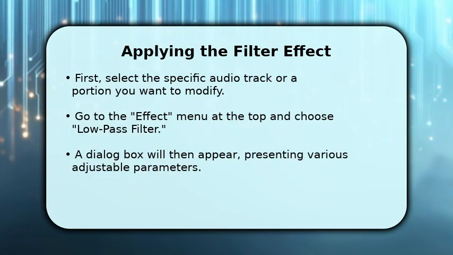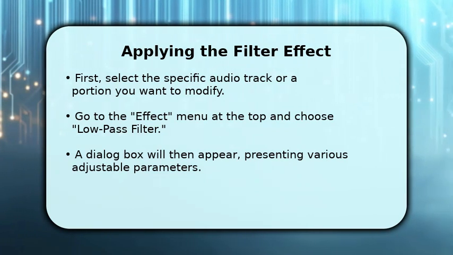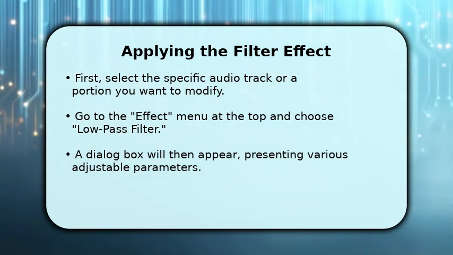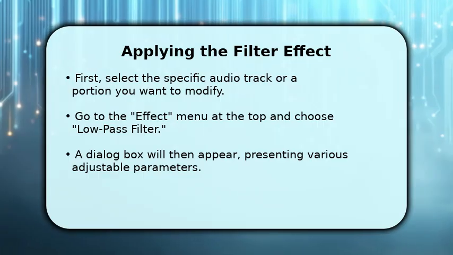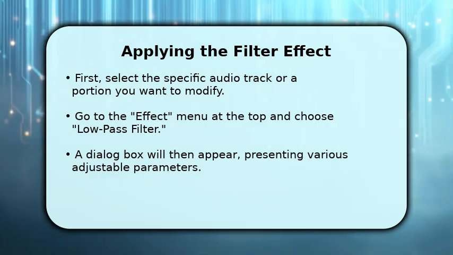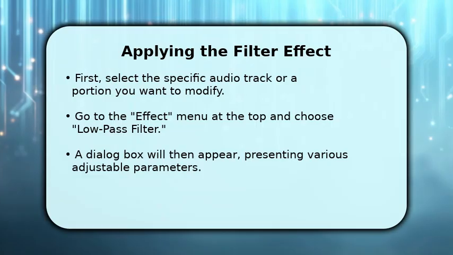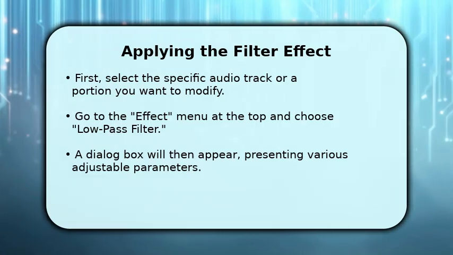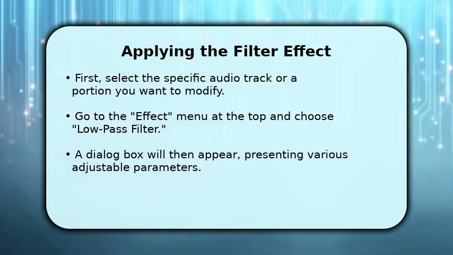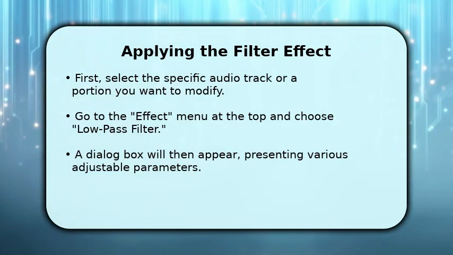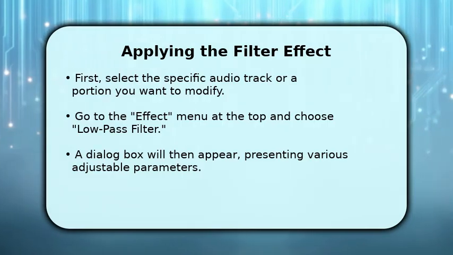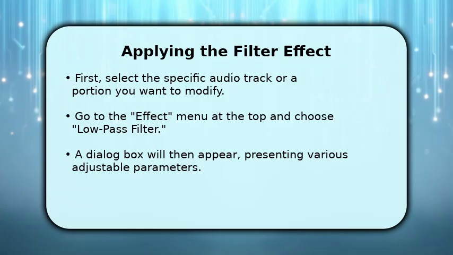To begin, open your Audacity project and carefully select the audio segment you wish to process. You can select an entire track or just a small problematic section. Once your selection is made, navigate to the Effect menu located at the top of your Audacity window. From the drop-down list, simply choose Low Pass Filter to open its dedicated control panel.